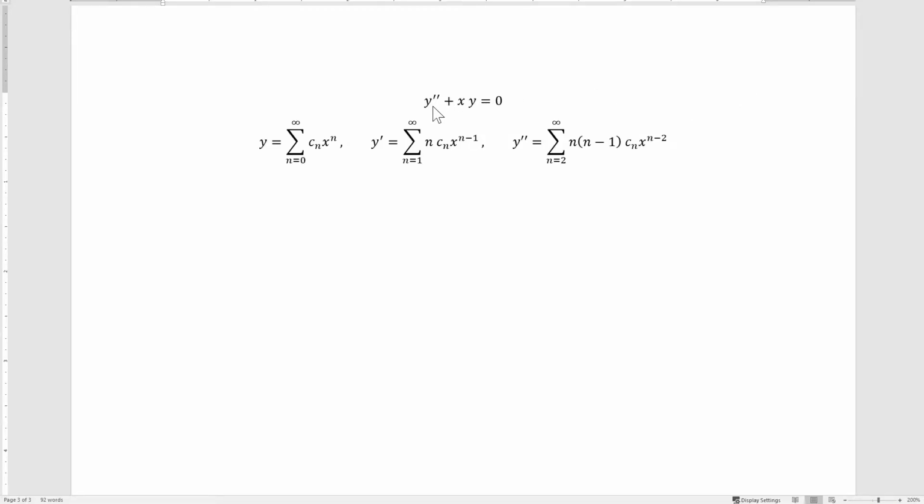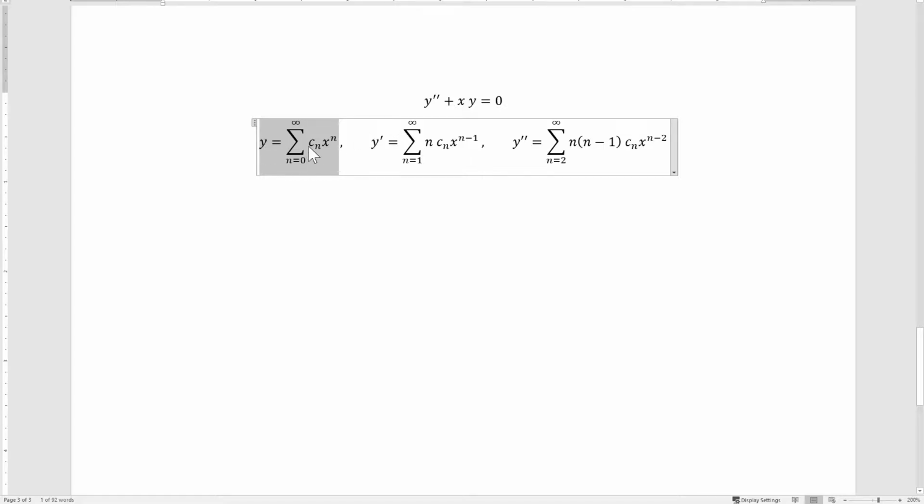Let's take a look at this differential equation. We have y double prime plus x times y is equal to 0, and we want to find the series solutions for that. So we have a regular point at x equals 0. An ordinary point, sorry. We have an ordinary point.